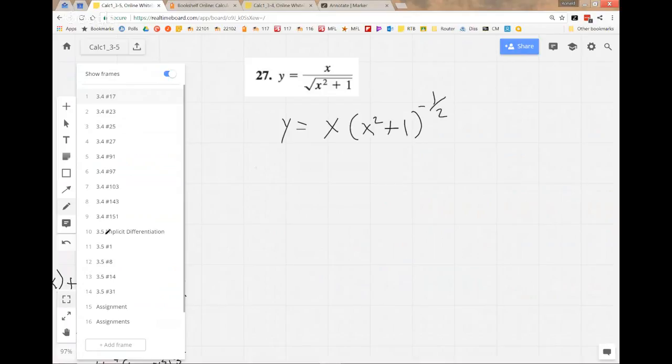So now let's try doing our derivative. So we've got the first times the derivative of the second. Reduce power by 1. Chain rule.